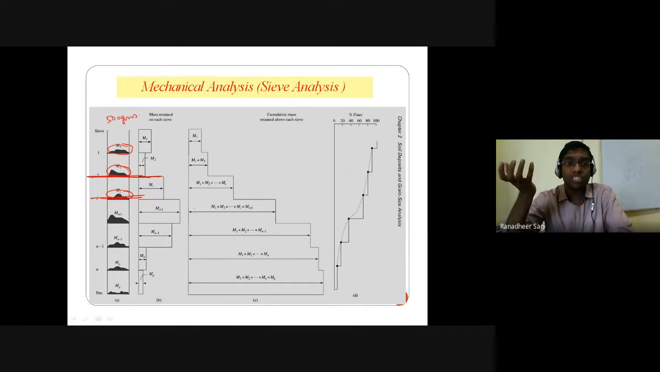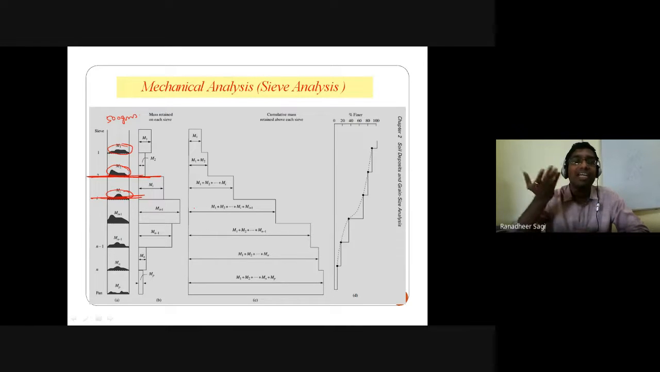Then how much percentage of particles are passing through your first sieve? 100% minus the percentage of particles which are retained on your first sieve. Likewise, through your second sieve, how much percentage of particles are getting passed? That's nothing but 100 minus the cumulative percentage of the particles which got retained till the second sieve. Likewise, for the third sieve, it is 100 minus the cumulative percentage of particles retained till the third sieve.